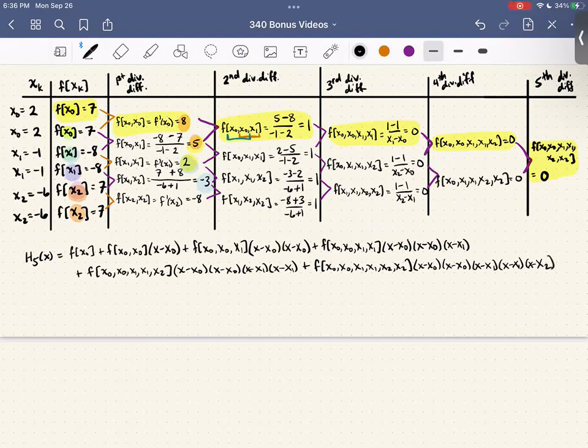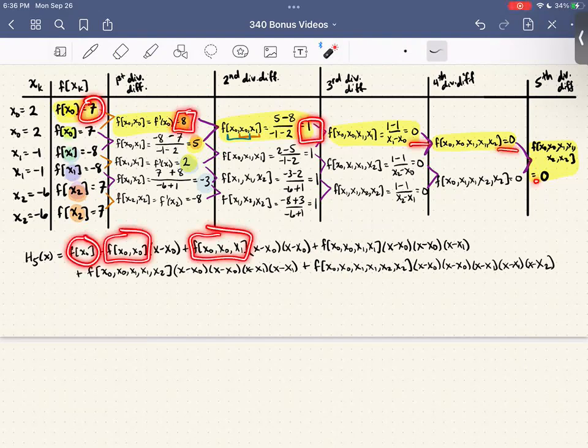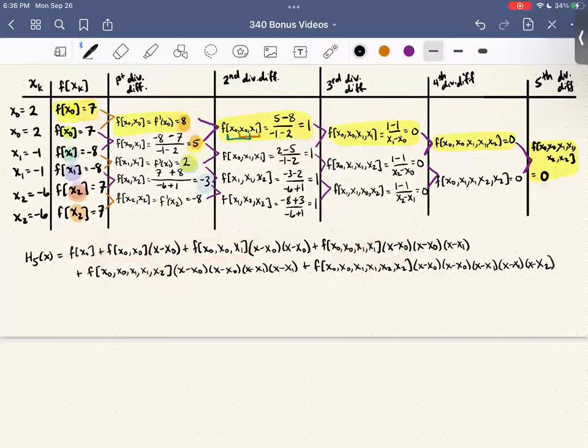Now I need to substitute all the values I computed earlier. So I know that this term here is 7, this term here is 8, this term here is 1, and then all the rest of these are 0. So these are all going to go away. We'll end up with 7 plus 8 times (x minus x sub 0), where x sub 0 is 2. Okay, I'm plugging in x sub 0.